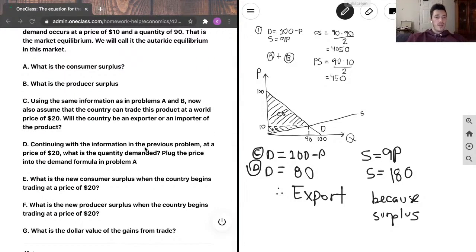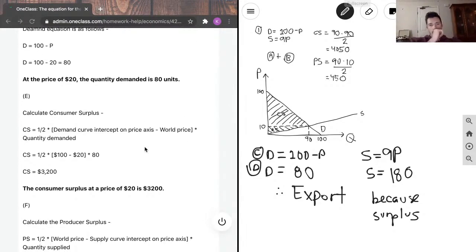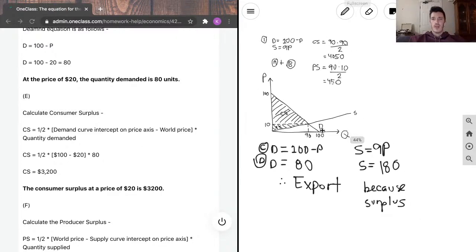Part E, what is the new consumer surplus when the country begins trading at a price of $20? So I guess new consumer surplus. It's again going to be base times height over 2. And instead of a price of $10 like we had here, we'll add this to the graph real quick.